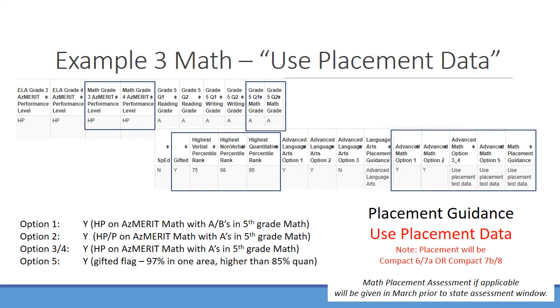In example 3, you can see that the student is highly proficient in AZ Merit Math and has A's in 5th grade math. They are a student who is qualified for gifted services and has higher than an 85% in the quantitative subtest. All students who are highly proficient, AA, or gifted qualified with higher than 85% in quantitative are recommended to take the math placement test.